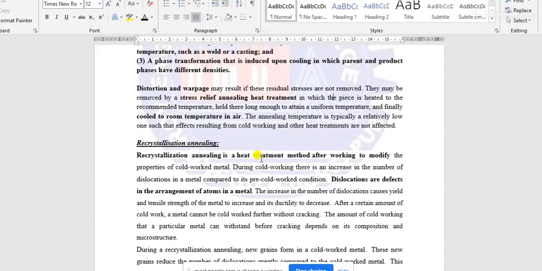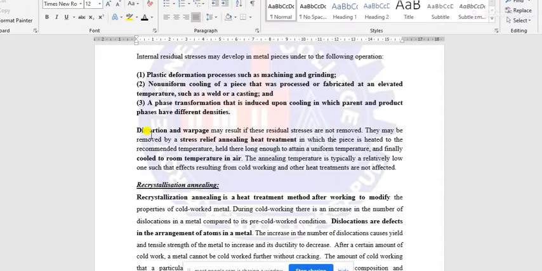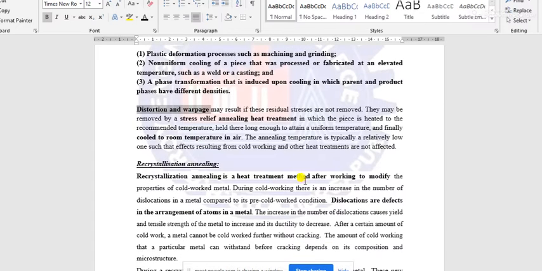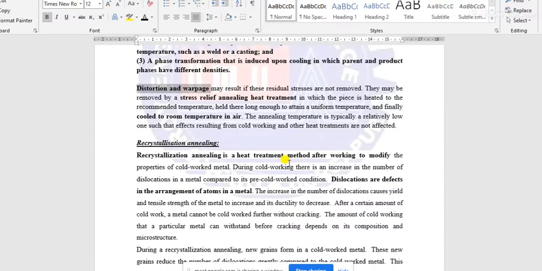Okay, and the result of stress developed in the metal is distortion and warpage. That means bending of the metal piece in some part, or distortion may happen to the metal piece due to the development of residual stress. And to reduce or relieve this internally developed stress, we may use this stress relieving annealing heat treatment.